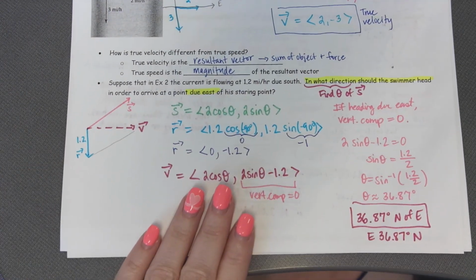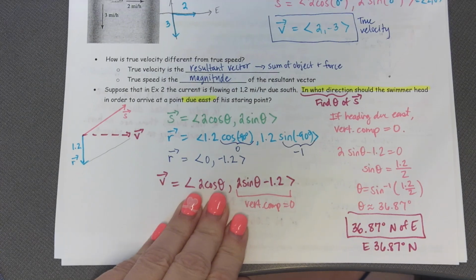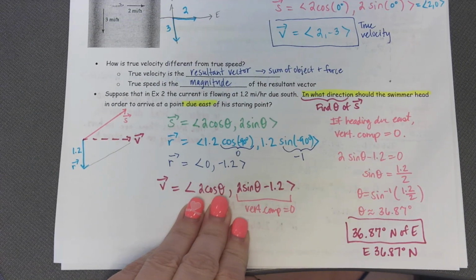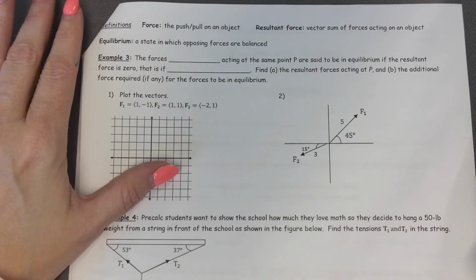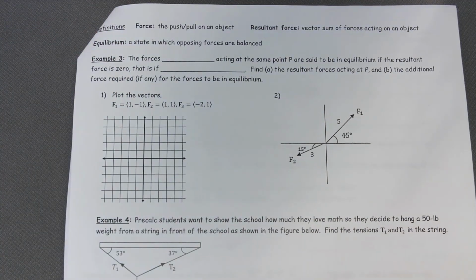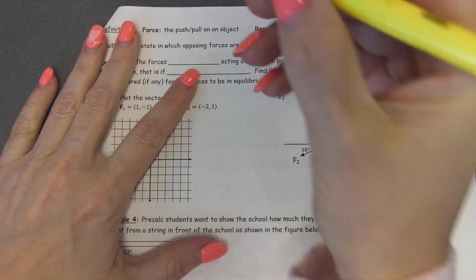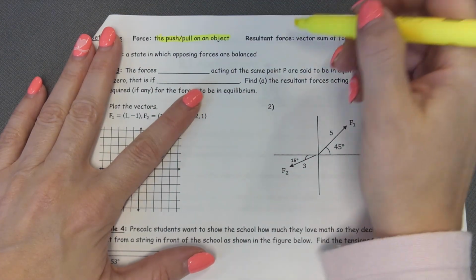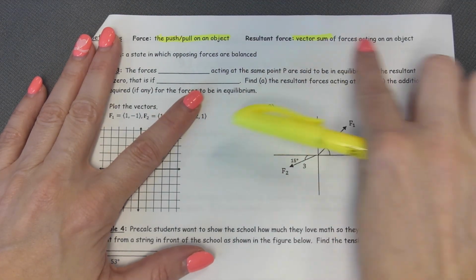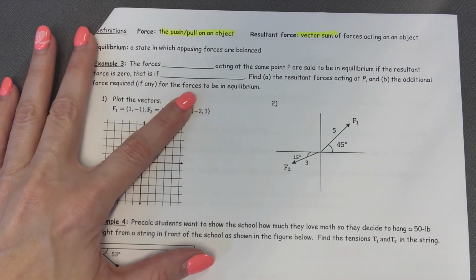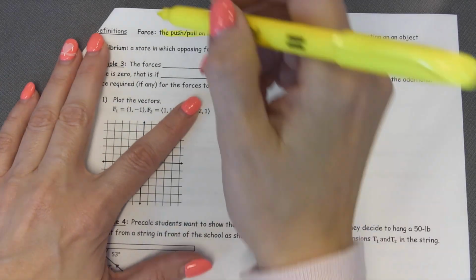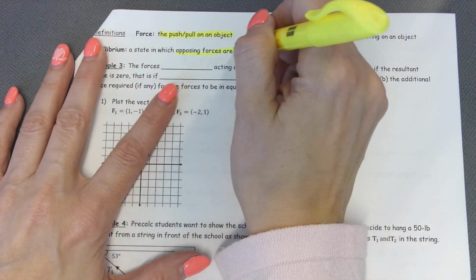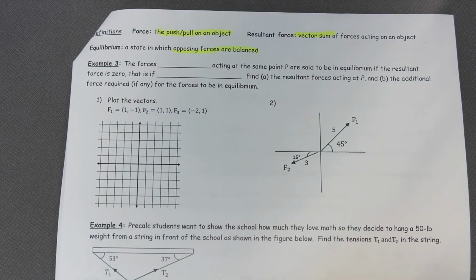All right, and then the last thing we're going to do today is talk about some forces. So the force is a push-pull on an object. The resultant force is the vector sum of those forces acting on an object. And equilibrium is a state in which opposing forces are balanced.